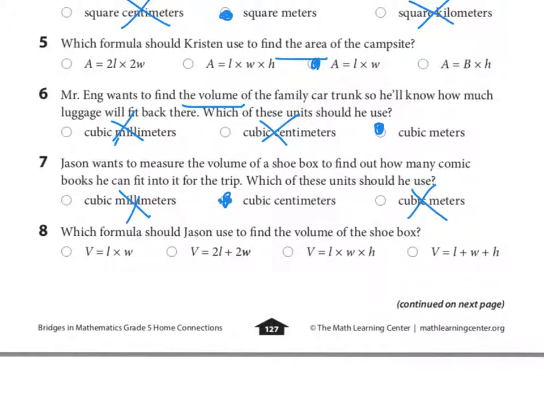And number 8, which formula should Jason use to find the volume of the shoebox? What's the formula for volume? Length times width? No, that's area. 2L times 2W or plus 2W? No. Volume equals length times width times height? Yes, that is definitely the formula for volume. Length plus width times height? No, not the correct formula for volume.